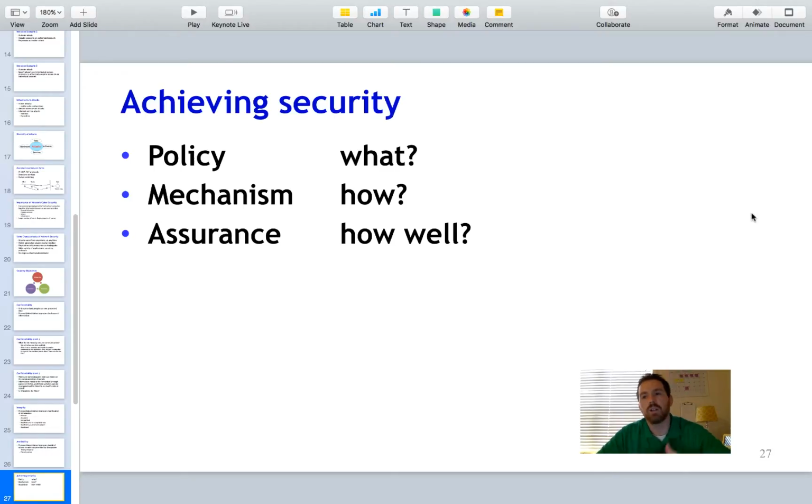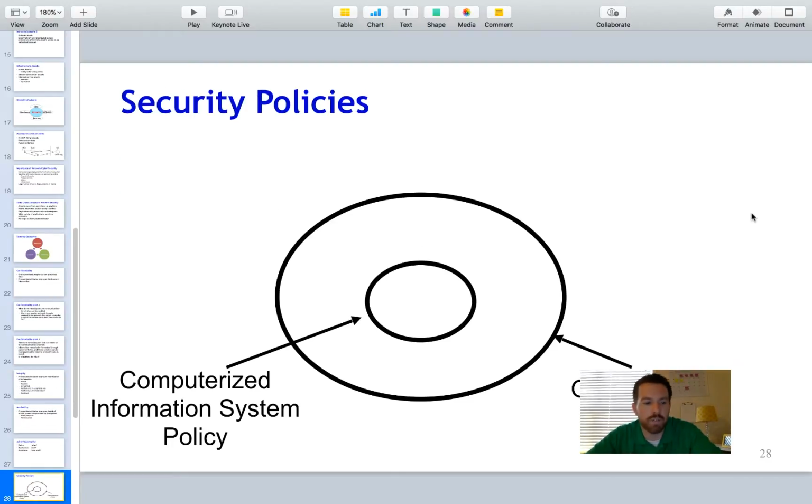Achieving security. So how do we achieve security? We have to have policies in place, we have to have mechanisms in place, and we have to have assurance that it's being protected. So policies: you have computerized information system policies, you have organizational policies. These policies are in place to do what exactly? These are rules and regulations, just like rules and regulations out on the street. If you speed, there is a law in place that says if you speed, these are the consequences of your actions.